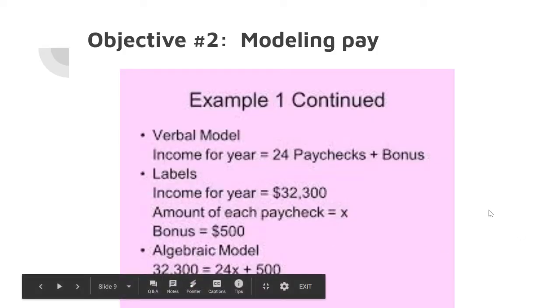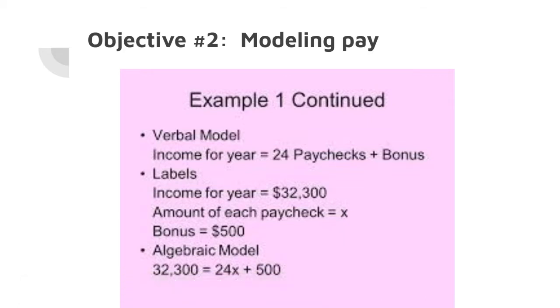All right, so modeling pay. We've been talking about this a little bit. The income for the year equals 24 paychecks plus bonus. We can use this to model it algebraically. We have our income for the year is $32,300. The amount of each paycheck is X. Bonus, this person gets a bonus of $500, which is an extra amount.